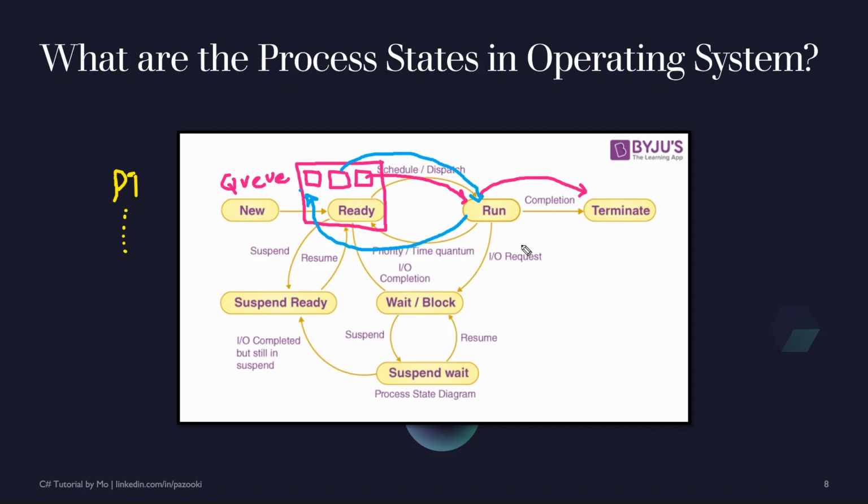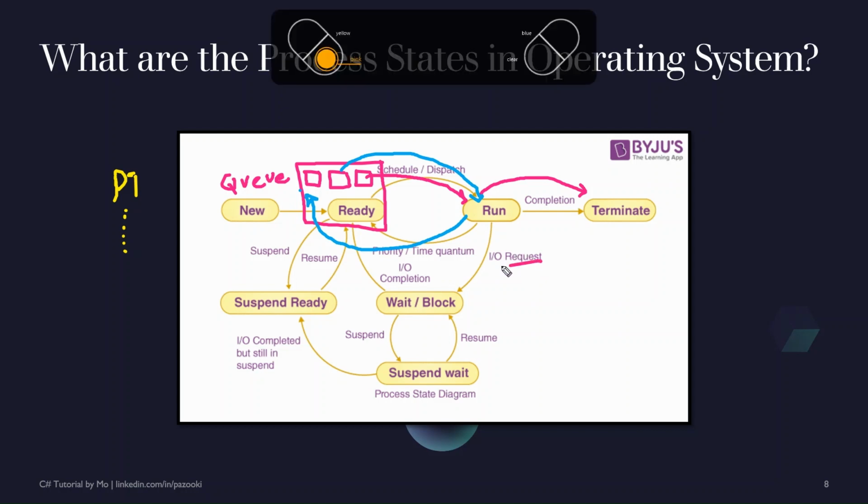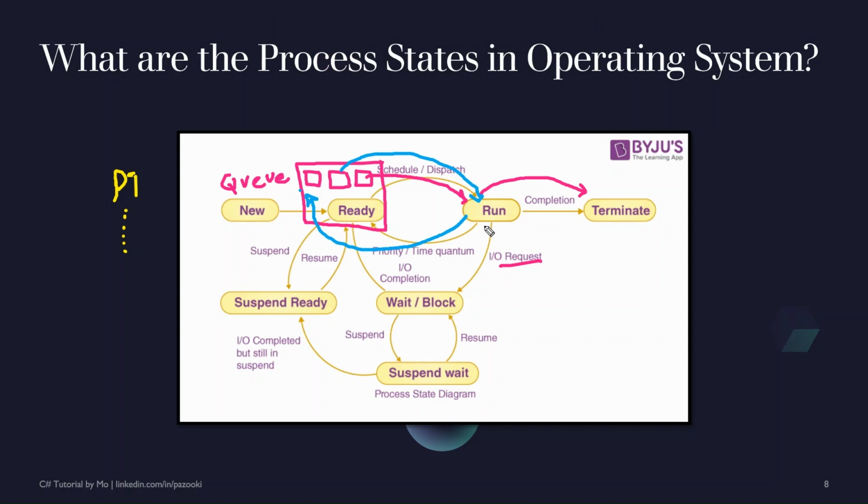If a process is I/O bound and requires an I/O request, its status will be wait block. In this state, the process will wait until it receives a response from the I/O. Once it receives a response, it will move to the end of the queue.